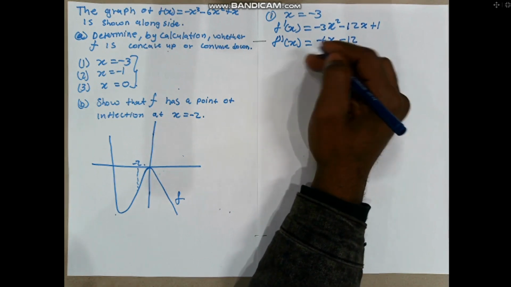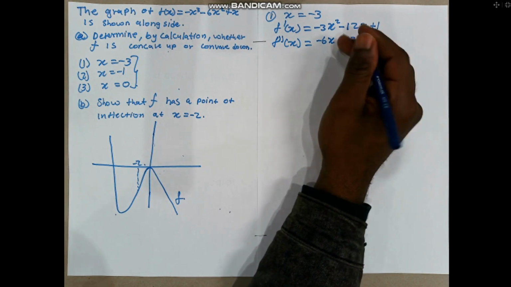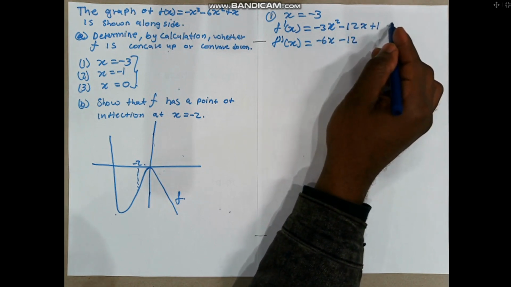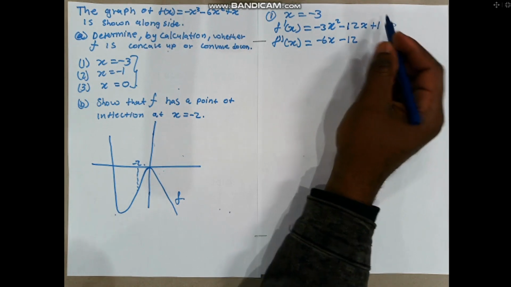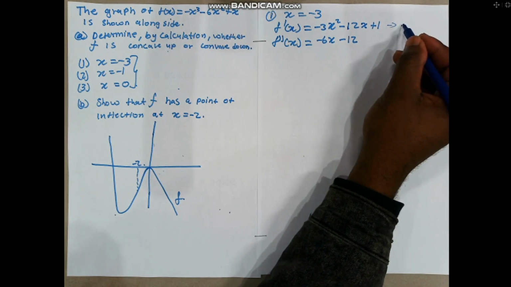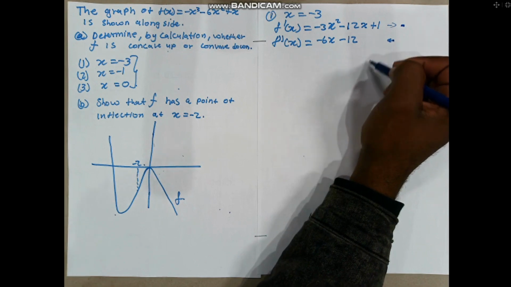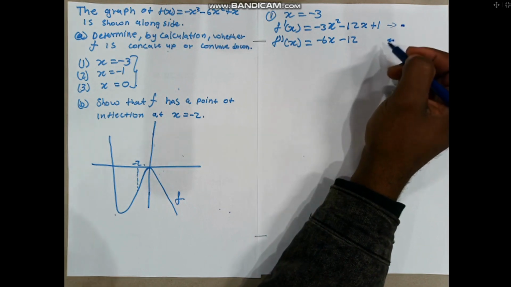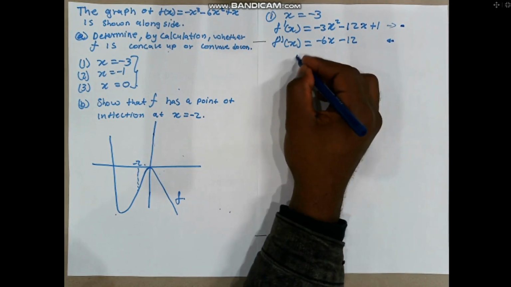Where we find the concavity, we use our second derivative. The first derivative is where we get the increasing and decreasing, but the second derivative is where we find the concave up and concave down, the difference between the two. Hope you see it.